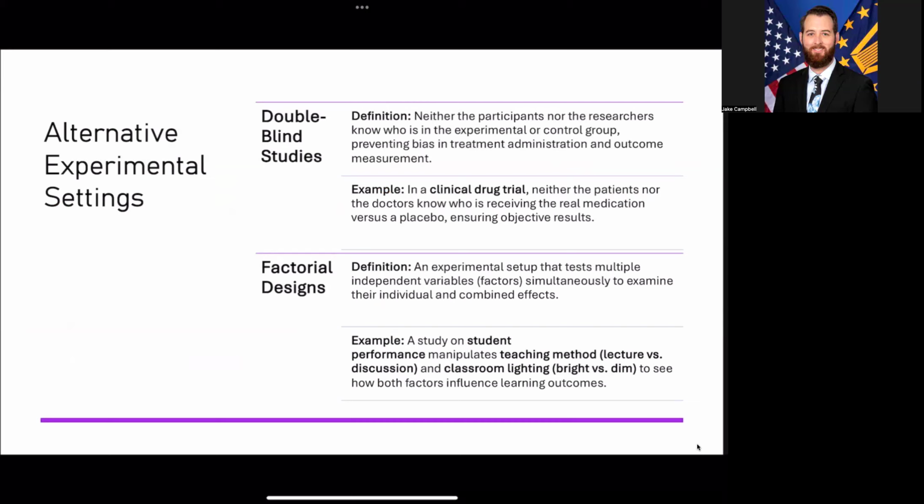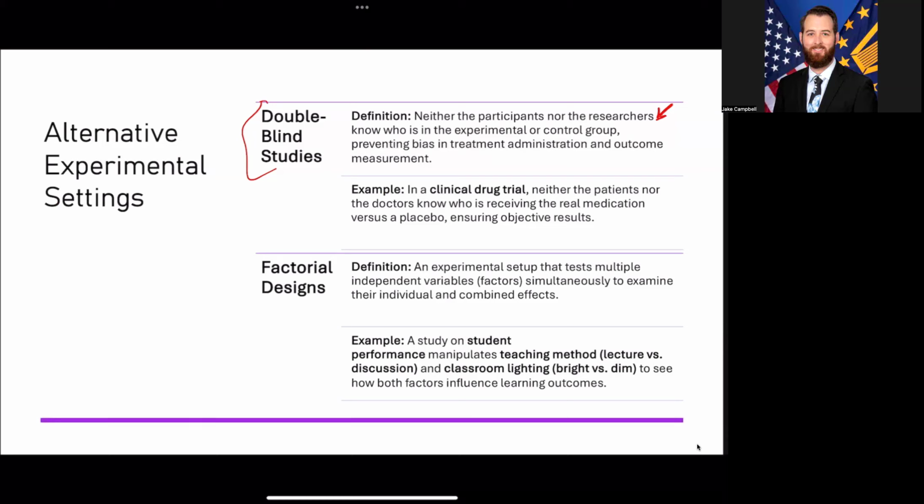A few different types of experimental settings that are alternatives to the classical experiment. We've talked about double blind studies, this idea where neither the researchers nor the participants know which group they are in. So we do this with drug trials. Somebody on the research team does know who is in which group, right? But we don't want the doctors to know that the person they're treating is or is not receiving medication because that might skew their opinion.